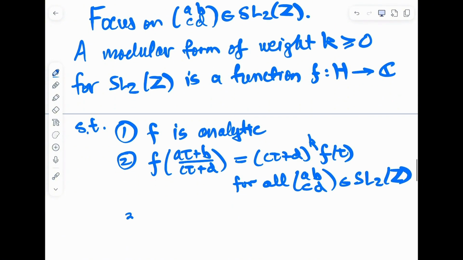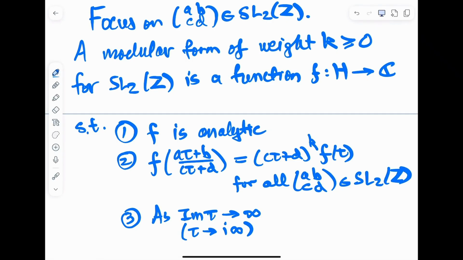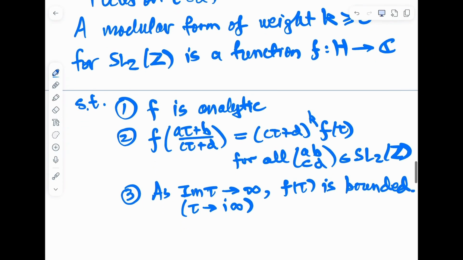And as the imaginary part of tau gets large, people often write this as tau approaches i infinity. We think of it as a point goes very high up. It doesn't have to go high up in a straight direction, it can kind of meander around, but as long as the imaginary part grows, the value of the function is bounded. All right. So that's what a modular form is.